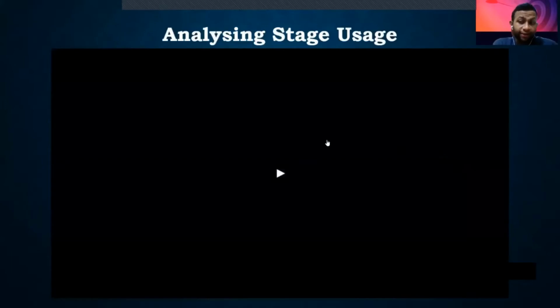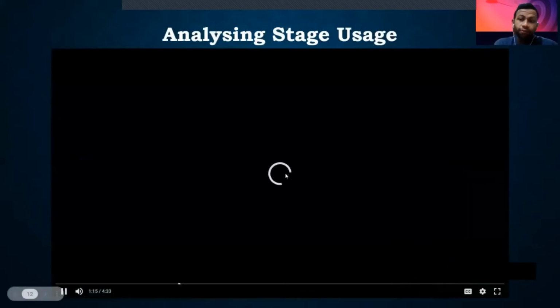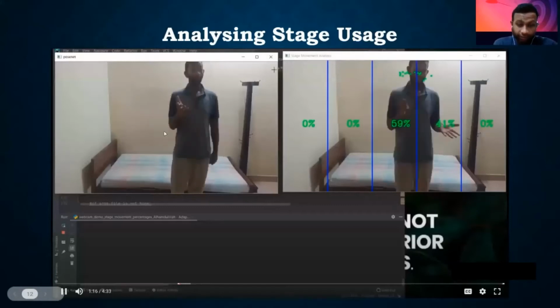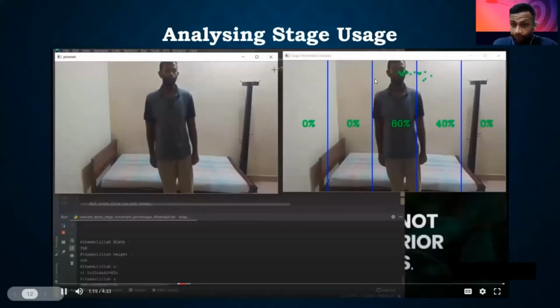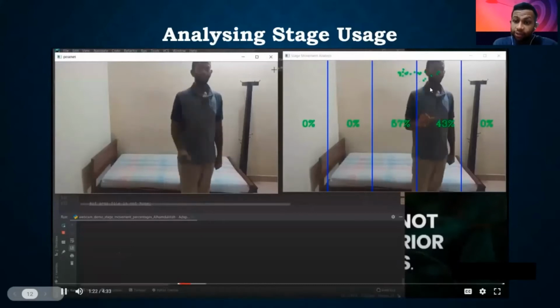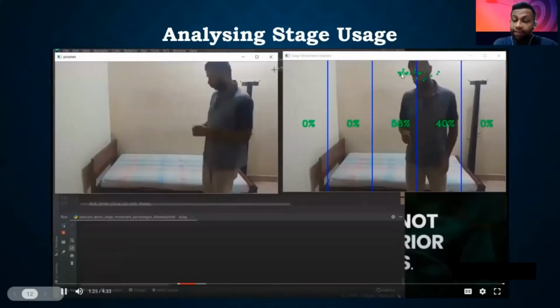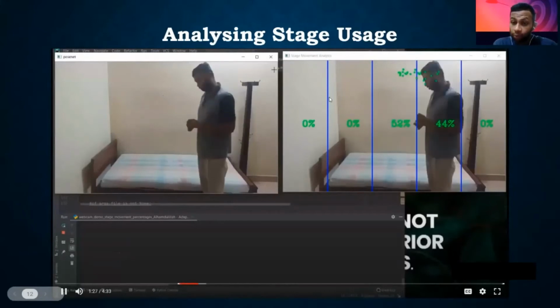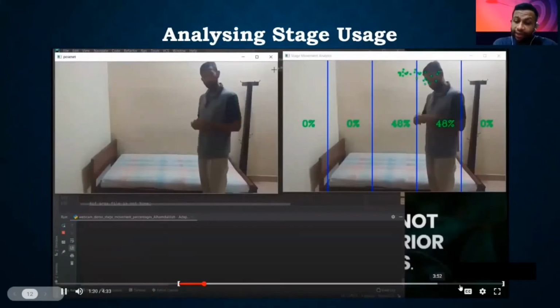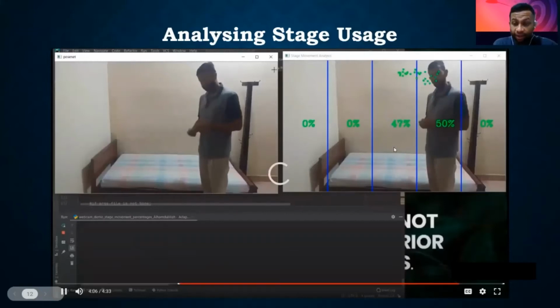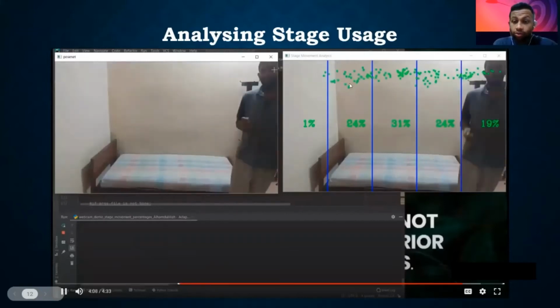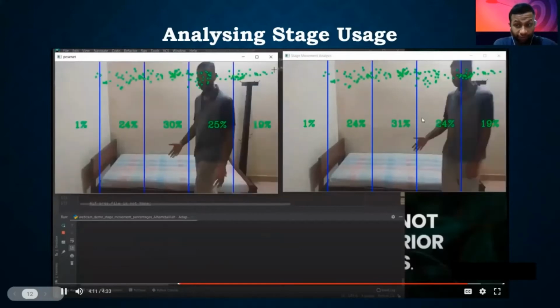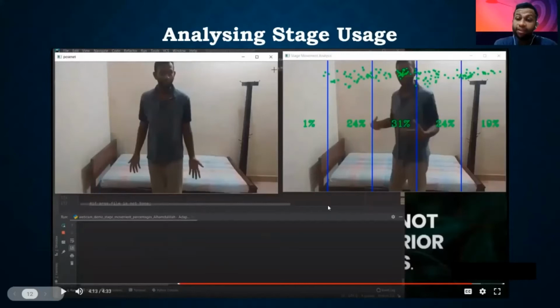Next, we need to analyze the stage usage of the speaker. For this, we divided the stage into several parts. As you can see, the speech is on the left and the analysis is on the right. These green markers track the speaker throughout his speech, and we can see which part of the stage is utilized more or less. At the end, he can get an idea of his stage movement and the usage of the different parts of the stage, which is a very important feature for the public speaker to know.